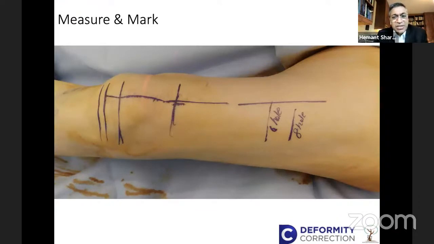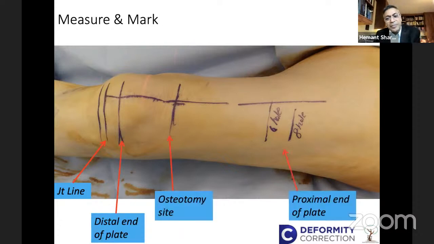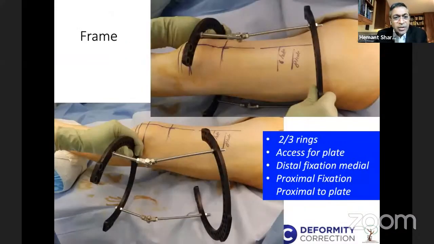So this is a patient in theater. I mark my joint line, distal tibia, proximal tibia and distal femur, and then I mark where my plate will end, where I put my osteotomy, and where I'm going to plate it. I've marked the length of the 6-hole and 8-hole plate. What I'm going to do is I've made a frame with the hinge on it, and I'm going to put it this way.